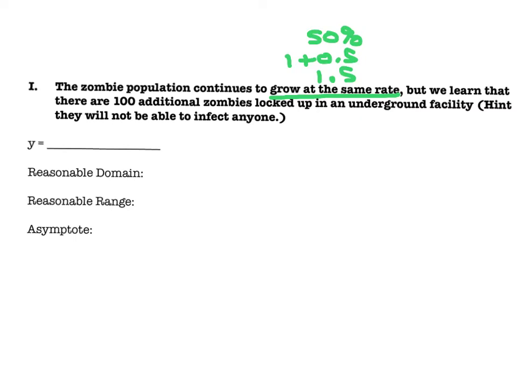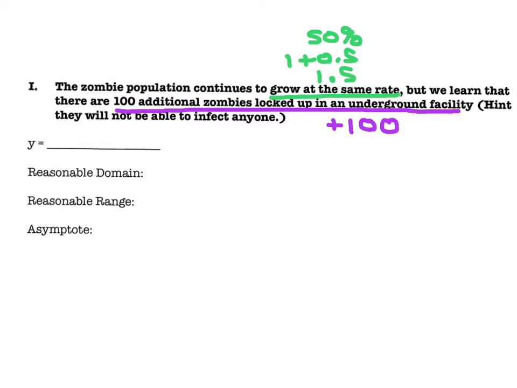But this time we learned that there are 100 additional zombies locked up in an underground facility. So that's an additional 100 people that we weren't thinking about. So that would be adding 100.